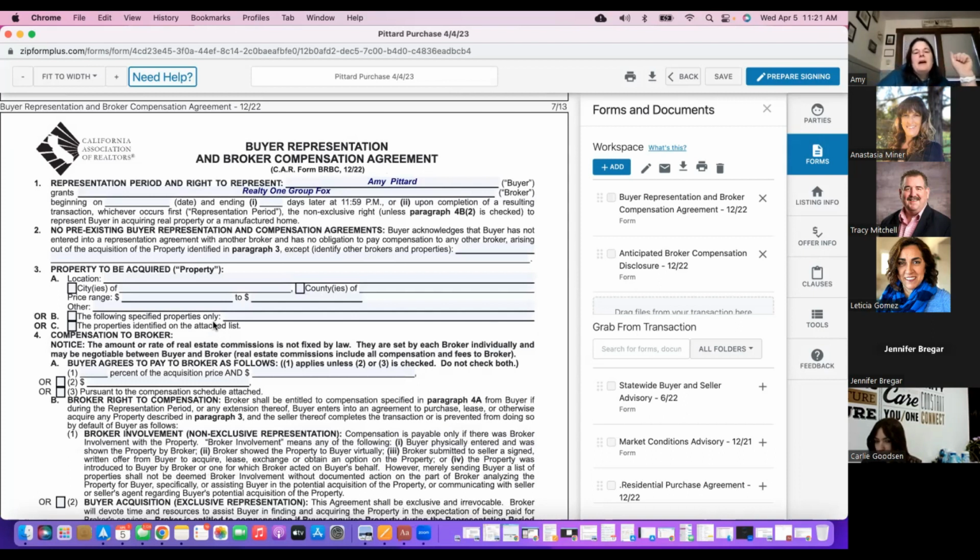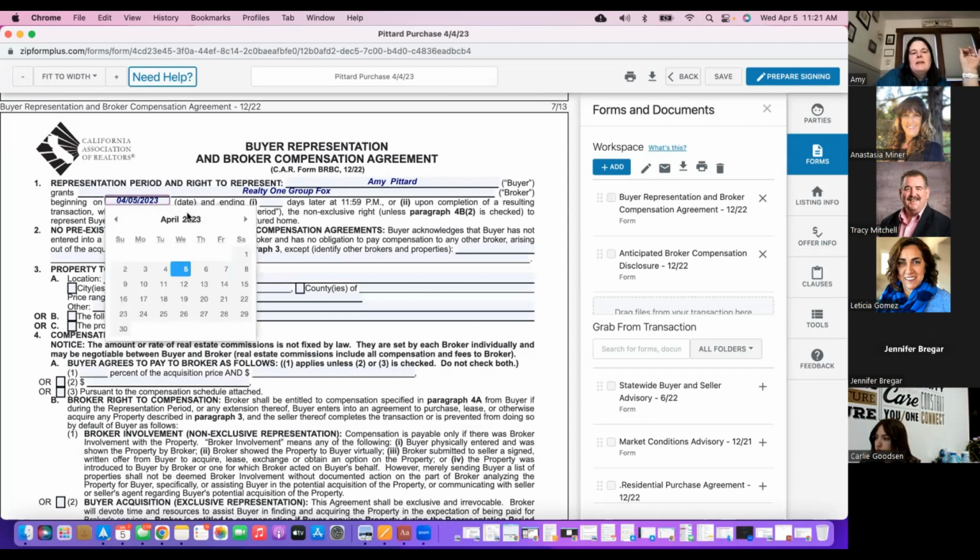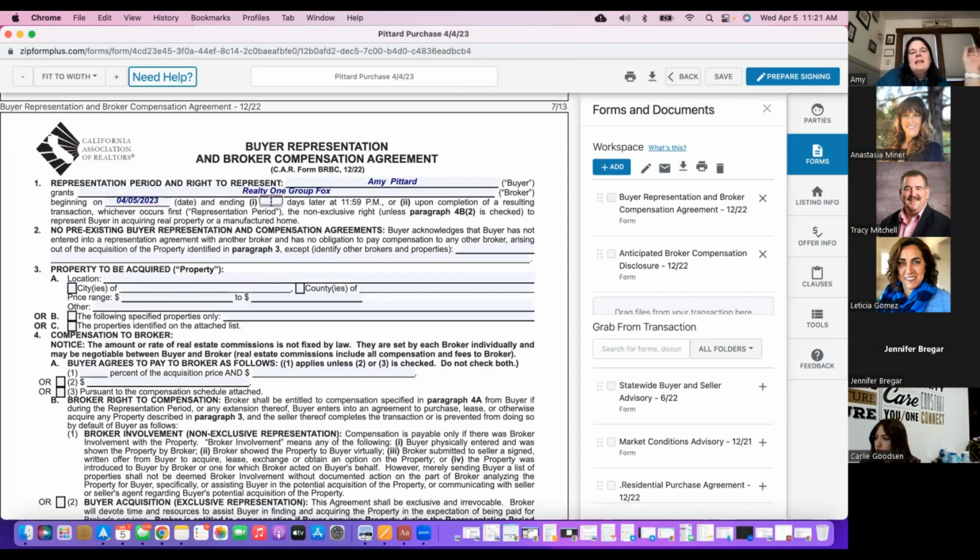So we get into the buyer representation and broker compensation agreement. The representation period and right to represent, and then the buyer's name is going to go here, right? Because we already plugged that into our contacts, it auto-populates. It also auto-populates the broker information because that was already entered into this transaction on a previous form. You need to have a beginning date and an ending date for this to be valid. Beginning date, if I double click, it just puts in today's date, and ending is X number of days later at 11:59 p.m. or upon completion of resulting transaction, whichever occurs first.